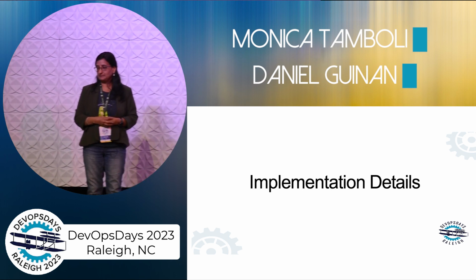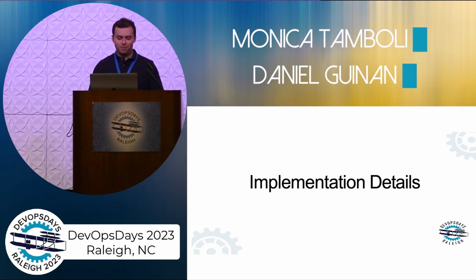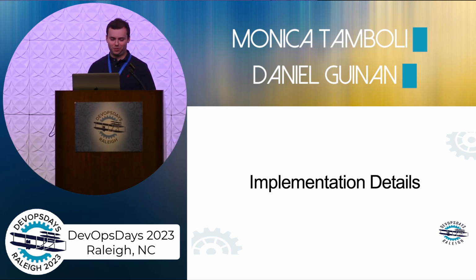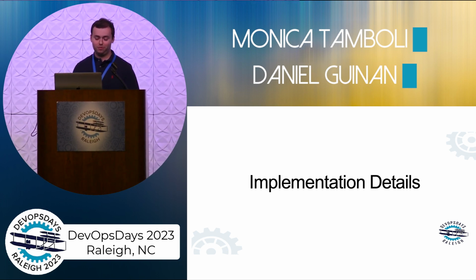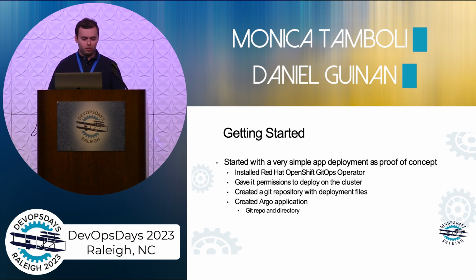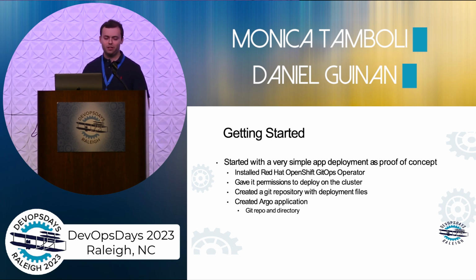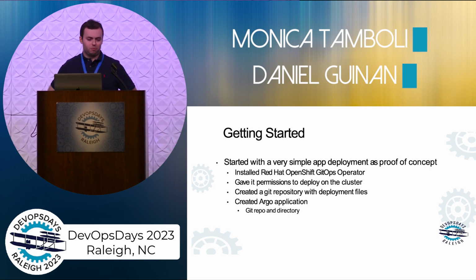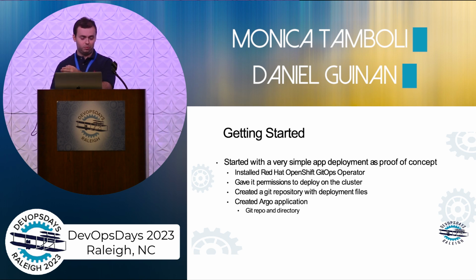Yep, thank you, Monica. As someone who was new just about 2 years ago to the team, this manual workflow was a lot to learn. There was a huge learning curve, and learning our 10 or so apps proved to be quite difficult. So we started our GitOps journey with a simple app deployment as a proof of concept. We installed the Red Hat OpenShift GitOps operator and gave it permissions to deploy. We created a Git repository where we stuck all our deployment files. Then we created an Argo application, which entails pointing it to the Git repository and then the exact directory where the deployment files are.